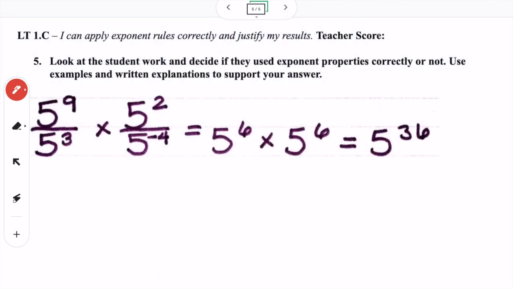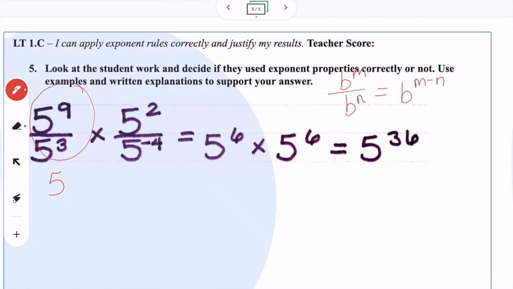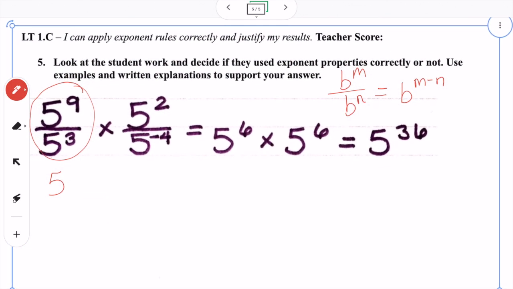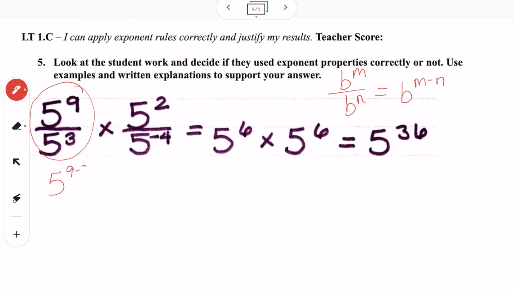The last question was about exponent rules, and we're looking at the student work to decide if it was correct or not. And actually, the student does the first few steps correctly. We can use the quotient rule. It says as long as we have the same base, we can subtract the exponents. We can use that to help us simplify the first fraction. 5, and I'm going to subtract the exponents, oopsies. 9 take away 3 is 6. So this first part is good.